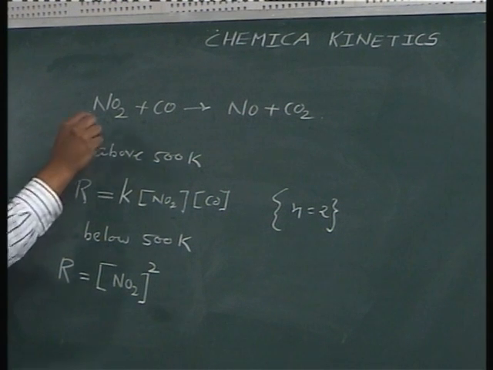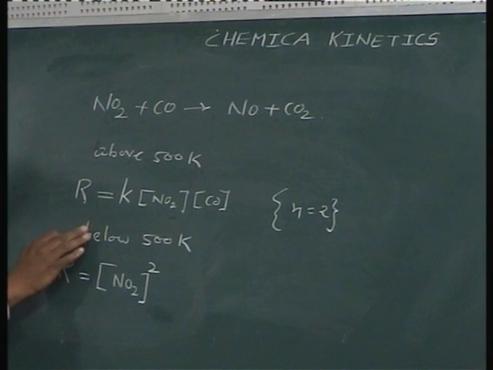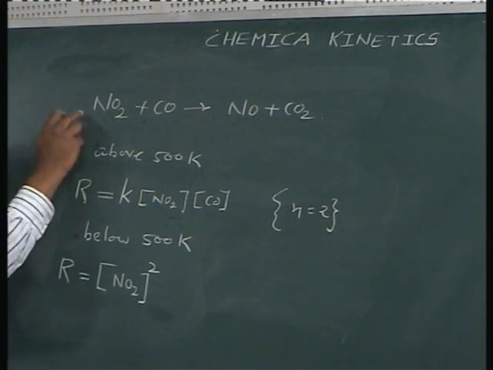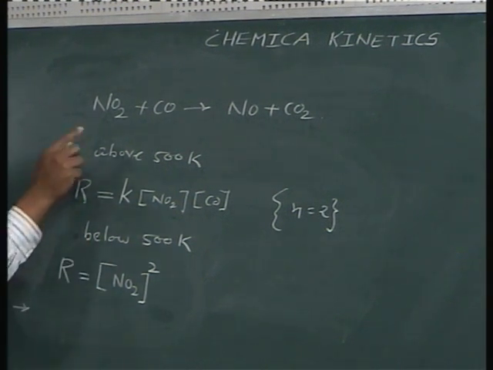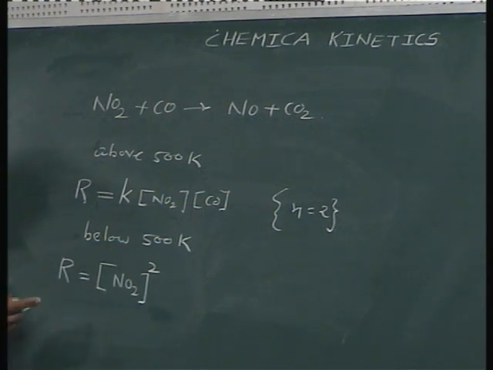But if the same reaction proceeds below 500 Kelvin, it is no more an elementary reaction, but a complex reaction, because it will proceed in more than one step, and therefore the suggested mechanism for the same reaction below 500 Kelvin can be written as follows. Now to propose the mechanism for the reaction below 500 Kelvin, the experimental rate law will help us.